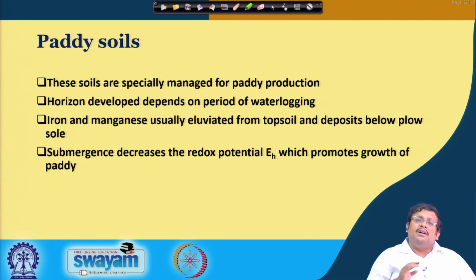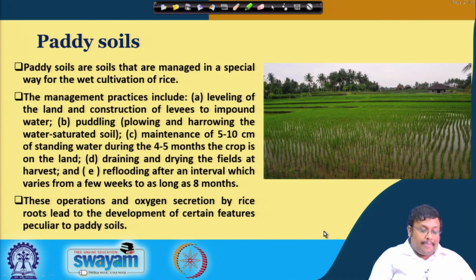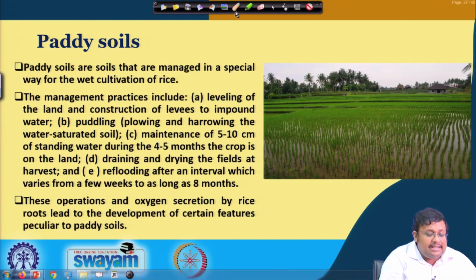So, this type of conversion you can see when you submerge a paddy soil, and remember this paddy soil submergence is basically a man-made phenomenon, and generally we create it to provide a convenient growing environment for the paddy or rice crop. Now, paddy soils are the soils which are managed by a special way of wet cultivation of rice. As you can see, the water is standing on the surface.